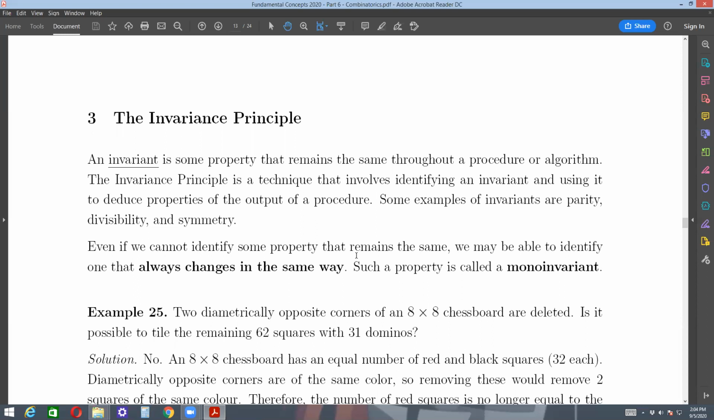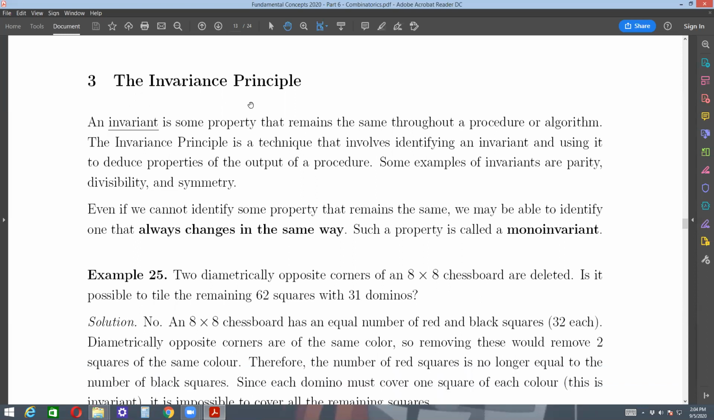All right, the three other things we're going to talk about, we won't spend as much time on the remaining ones because there isn't much theory behind them. So the first one is the invariance principle. Now, an invariant is just some kind of property, something that doesn't change. Invariant means it doesn't change.